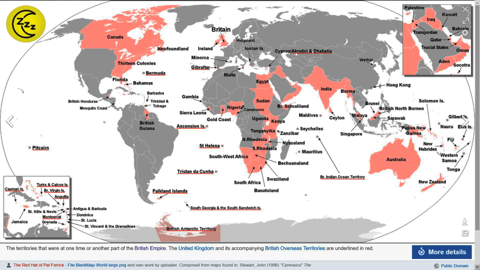So there we have it. That was a brief history of the British Empire from the early origins right up until the most recent British colony being Hong Kong.